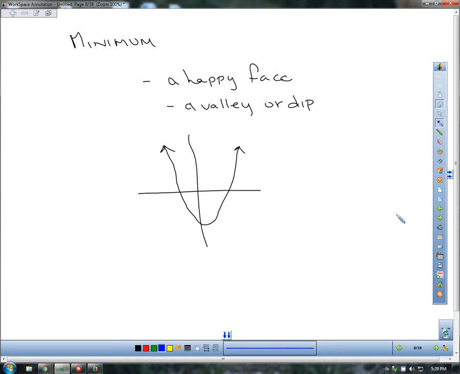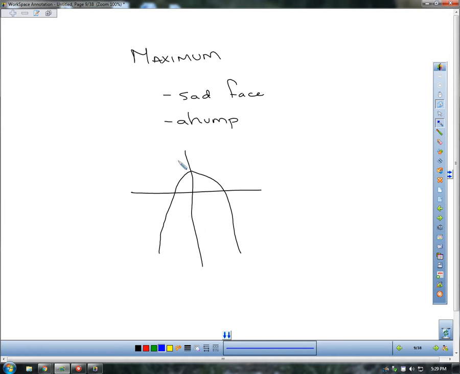Alright, so a minimum is a happy face. The minimum itself is right here where it's at its lowest point, okay? It's at the dip of the dip. A maximum is like a sad face. It's got a hump. It's a mountain. The maximum itself is right there at the peak. Okay?